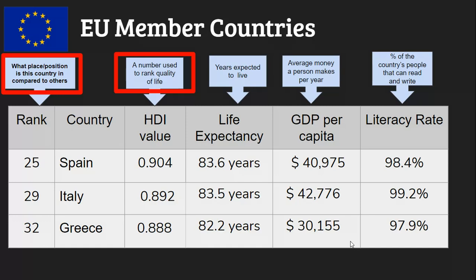And then the other data you should already be familiar with. You will be looking at life expectancy, or how long an average person is expected to live. You will be looking at GDP per capita, or the average amount of money a person makes per year in that country. And you will also be looking at the country's literacy rate. That is the number of country's people that can read and write in percent.